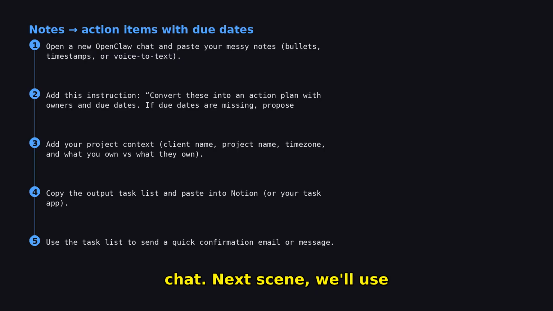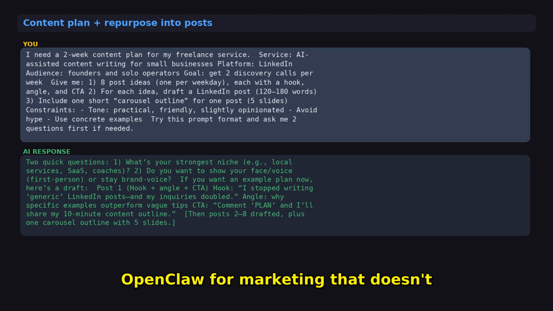Next scene, we'll use OpenClaw to create a content plan and repurpose it into posts, so your marketing doesn't depend on motivation. Let's use OpenClaw for marketing that doesn't feel like punishment. The trick is to ask for content in a ready-to-post format. Otherwise, you end up with a list of ideas you still have to write. Here's the exact prompt to generate a 2-week LinkedIn plan and draft the posts. First, open OpenClaw. Second, paste this prompt and fill in your service details.